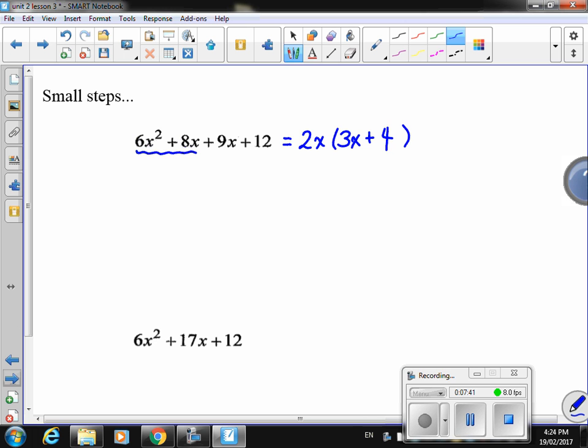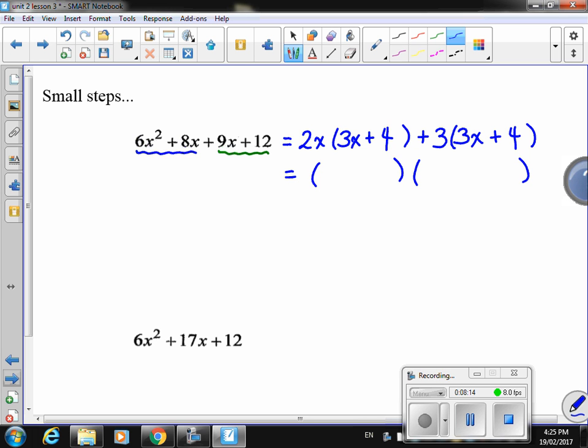I'm done. For the second two, I need a greatest common factor, and a number that goes into both 9 and 12 would be 3. I only have x in one of the terms, so that can't be a greatest common factor. What do I multiply 3 by to get 9x? I need a 3, and I need an x. What do I multiply 3 by to get 12? Would be 4. Interesting. Notice the two brackets are the same again.